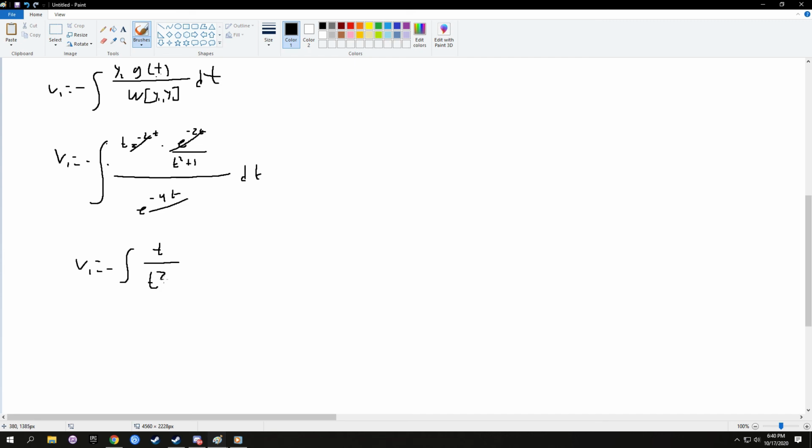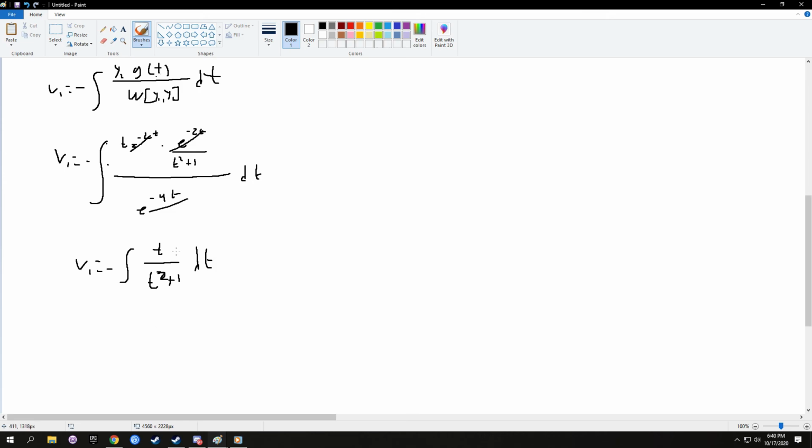this. Now how did I get this? If you're confused, well, this becomes t over t squared plus 1 divided by 1. So of course anything divided by 1 is itself, so that just goes away. So this becomes this. Looking at this, it's like, okay, what do I need to do?